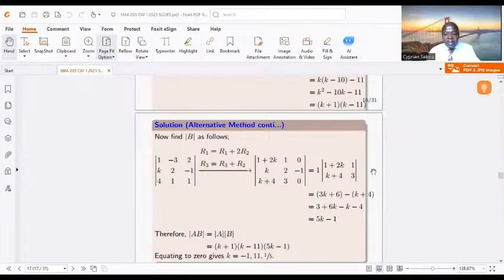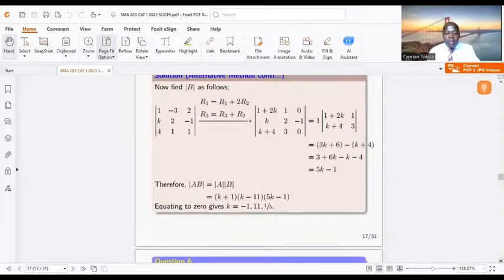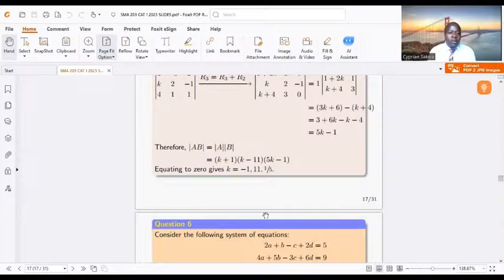Now, we had the determinant of A, and we now have the determinant of B, and we note that the determinant of AB is the same as the determinant of A times the determinant of B. So the determinant of A is this, times the determinant of B, which is this, equal to 0. Equal to 0 and find the values of k.